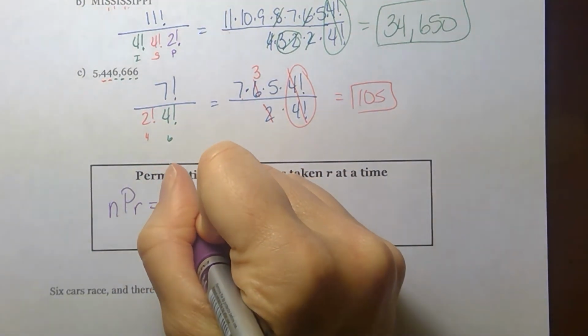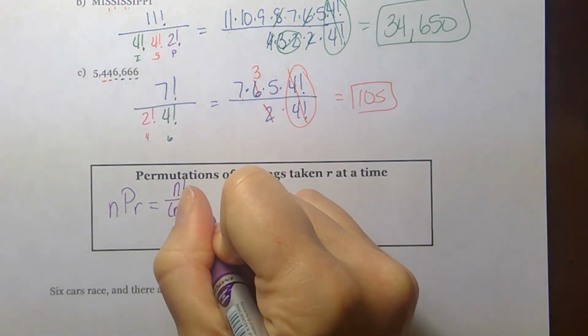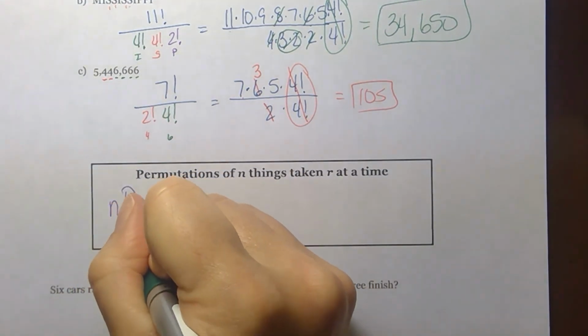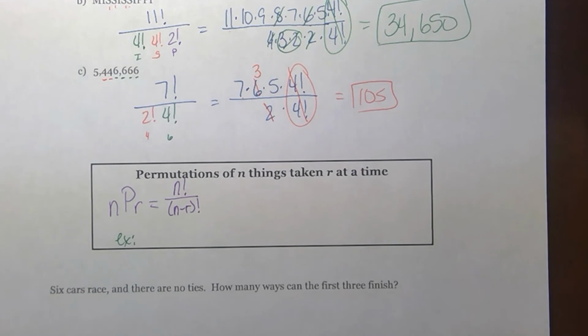My definition is n factorial over n minus r factorial. So here's what this looks like as an example. If I have, let's go back and find that problem when I introduced permutations.